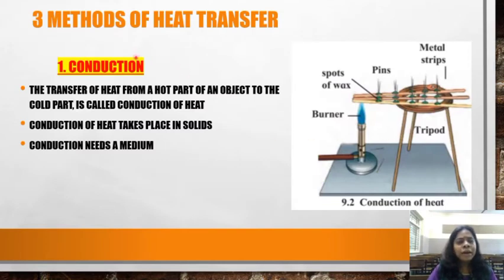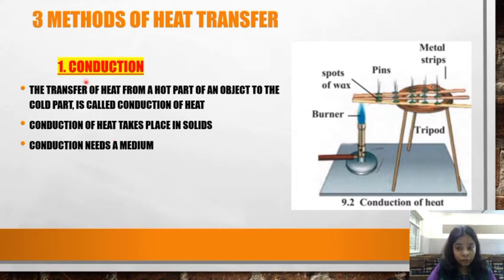First thing, children, there are basically 3 methods of heat transfer. First method is conduction. Now, this picture explains us the concept of conduction of heat. There is a burner, we can see there are spots of wax. See these ones, these ones, these ones. And with these wax, we are attaching pins, metal pins. And these are 3 metal strips. And we are placing them on a tripod stand, and then we are heating it from one end.